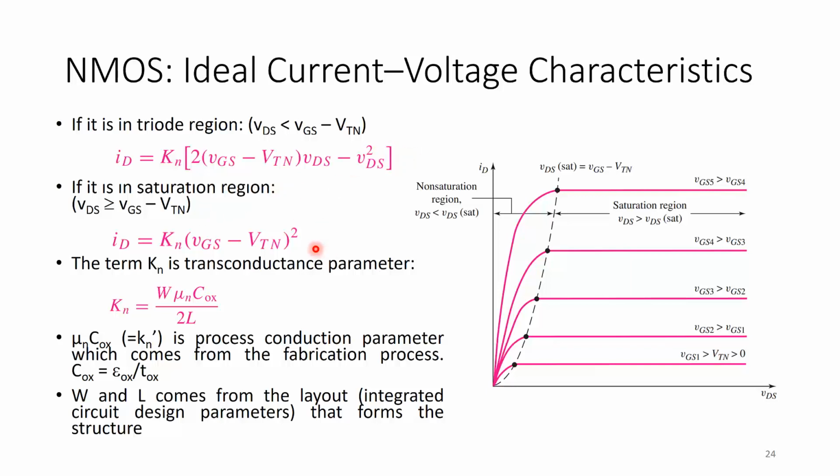How do we know whether it's in triode or saturation? We look at VDS. If VDS is less than VGS minus VTN, it is in triode. If it is greater than or equal to VGS minus VTN, it is in the saturation region.